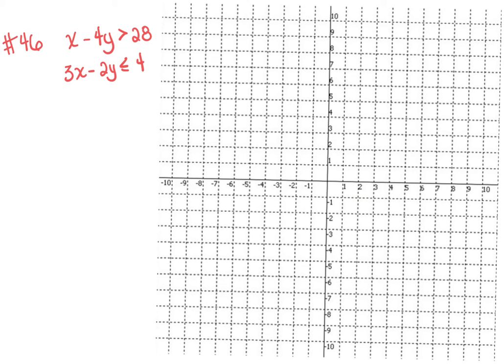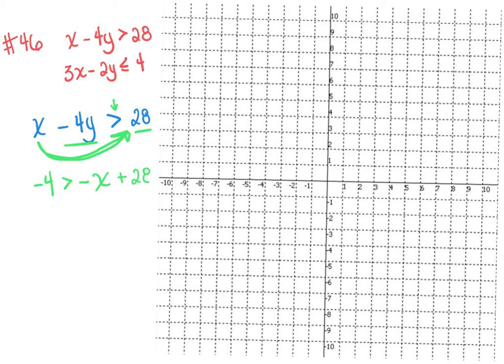When you have something like this, you want to get it in slope-intercept form first. So I'm just going to start with the first equation here. X minus 4y is greater than 28. The first thing I want to do is move my x to the other side. So I'm going to keep that negative 4y there. I'm going to keep my greater than sign. But if I move my x to the other side, remember it's going to be negative x. And I'm going to keep that 28, plus 28.